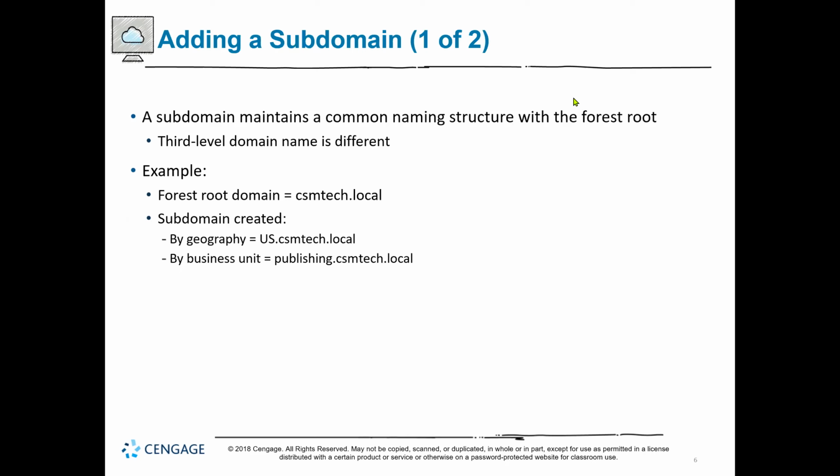So, adding a subdomain. A subdomain maintains a common naming structure with the forest root. Remember us talking about the forest root. The third level domain name is different. So here's your example: forest root domain, remember us using csmtech.local. Subdomain created, they're using it by geography, this is us.csmtech.local, or by business unit, publishing.csmtech.local.